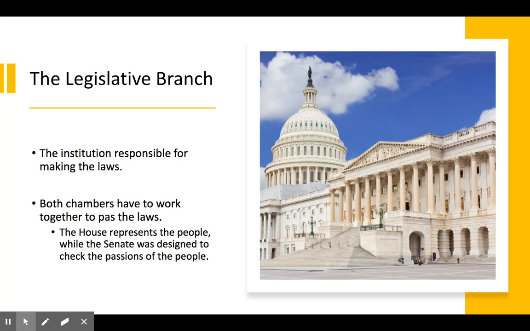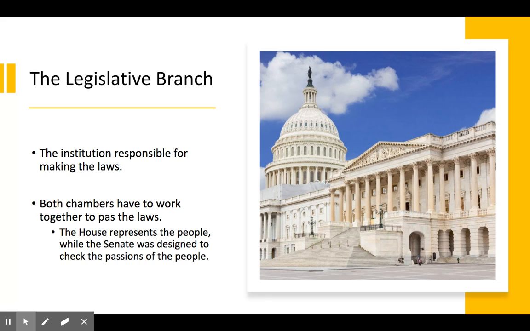So let's talk about the legislative branch. This is Congress, and again, this is Article 1 of the Constitution. And this branch is responsible for making the laws. Both chambers of Congress, both the House of Representatives and the Senate, have to work together to pass laws. The House of Representatives represents the people. Remember, when it was established, we talked about how it was going to be based on population. The number of representatives each state has is based on the population of the state.